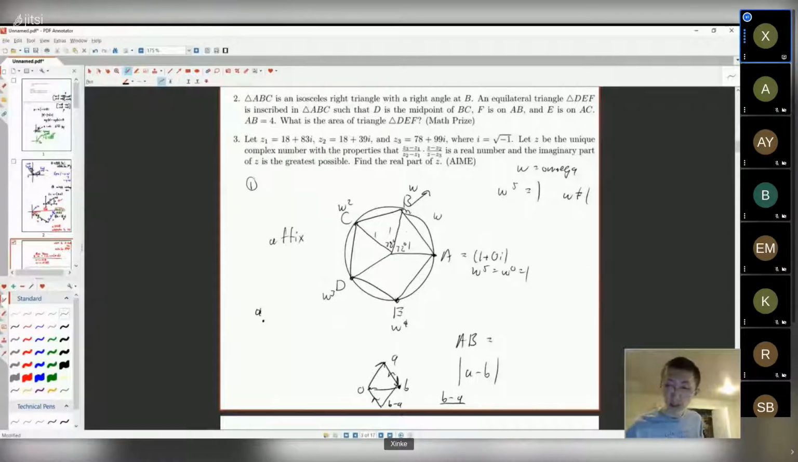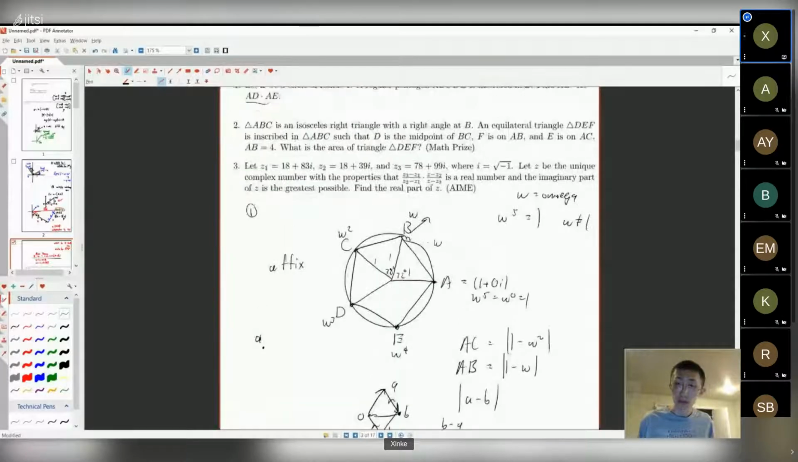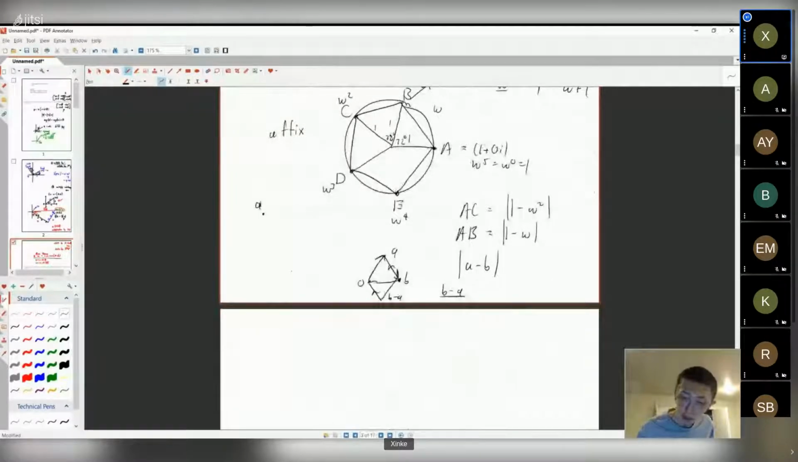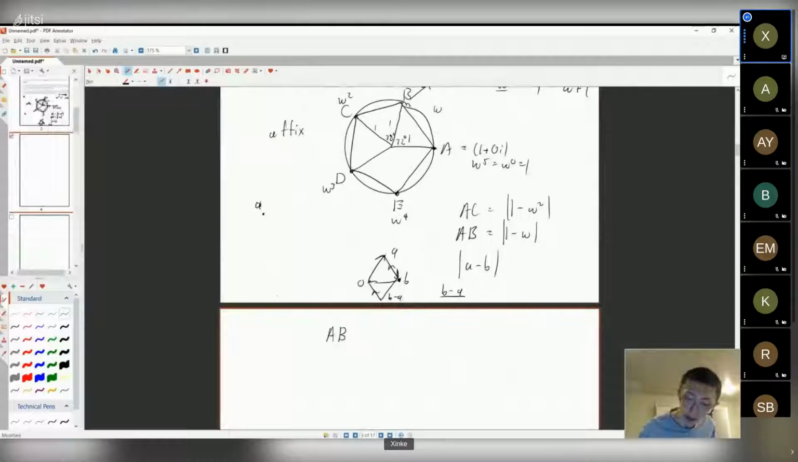So basically, this will be 1 minus omega, and then AC will be 1 minus omega squared, and so on, right? So these are roots of unity. I'm just gonna assume people know what that is for this class. So the expression we want is just gonna be all of this stuff: AB times AC times AD times AE. That's just this, and this.